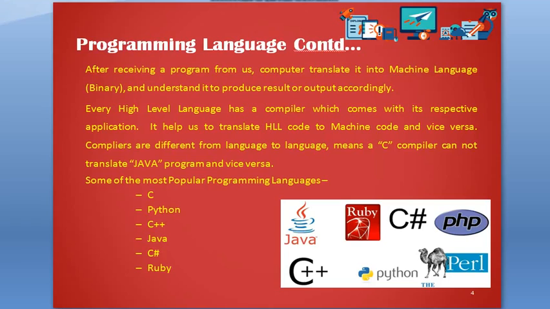And compilers are different from language to language. It means a C compiler cannot translate Java programs and vice versa. A Java compiler also cannot translate C programs. So that is what it means: compilers are different from language to language.